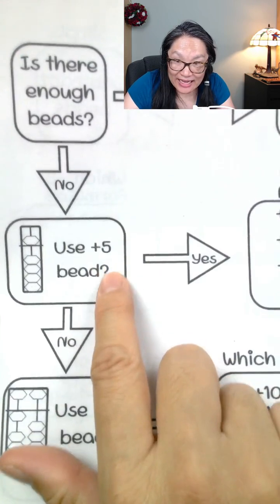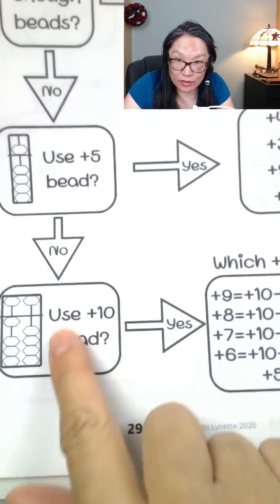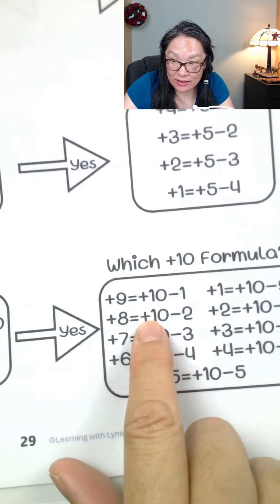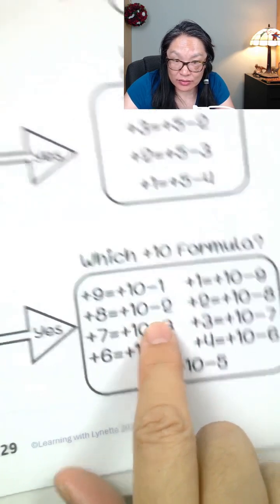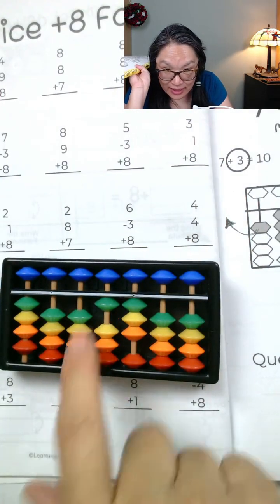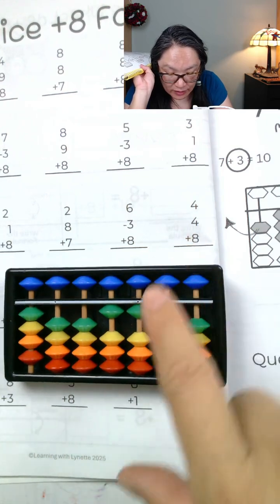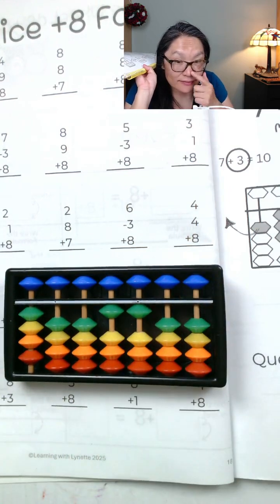So we're adding the 8. So we have to go here. To add the 8, what do? Plus the 10 minus the 2. So what are we doing? Plus the 10 minus the 2. So my final answer is 11.